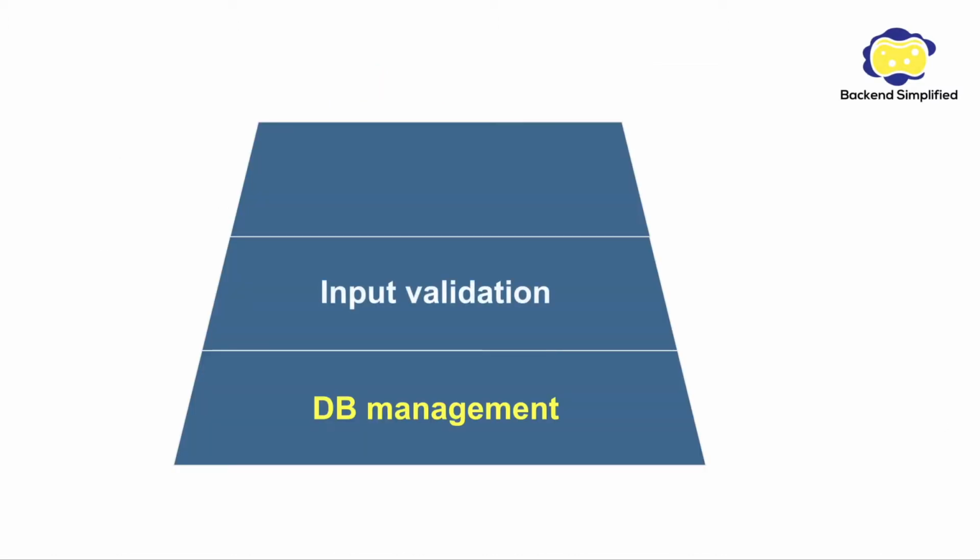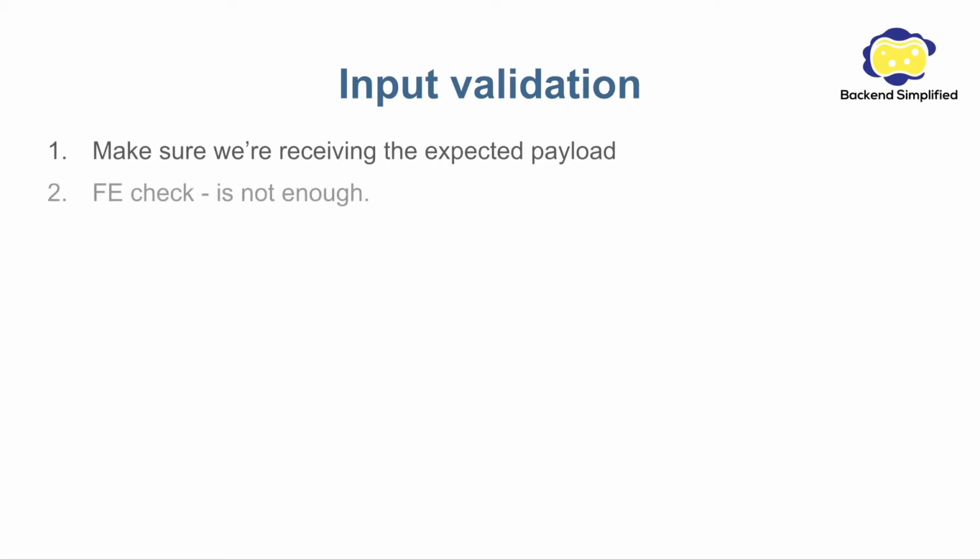Our second layer is input validation. Input validation is the gateway to our application. It helps us to make sure that we are receiving only the expected payload from the user. The second point is that front-end checks are not enough. And let me explain because it's a little bit confusing.